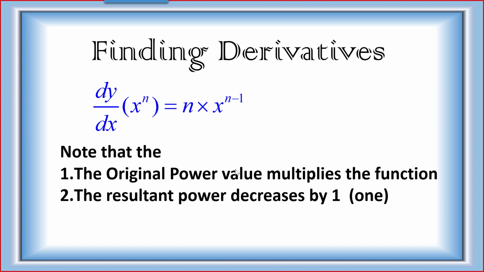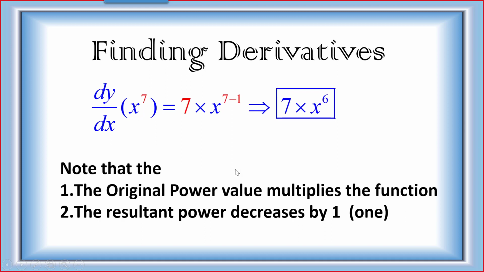So let's look at an example now. So I've got the derivative of x to the power of 7. So 7 is the power. So I take that power and put it in front, and I've highlighted that in red color. And then it's x to the power of the original power minus 1, which is 7 minus 1, which changes to 6. So the derivative is 7 times x to the power of 6.